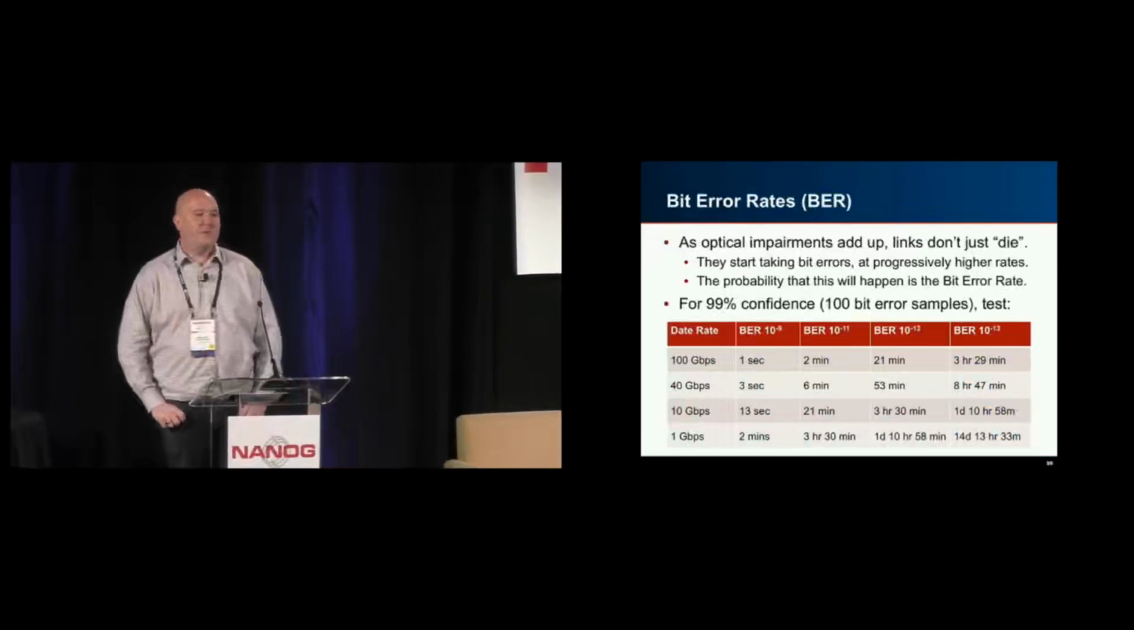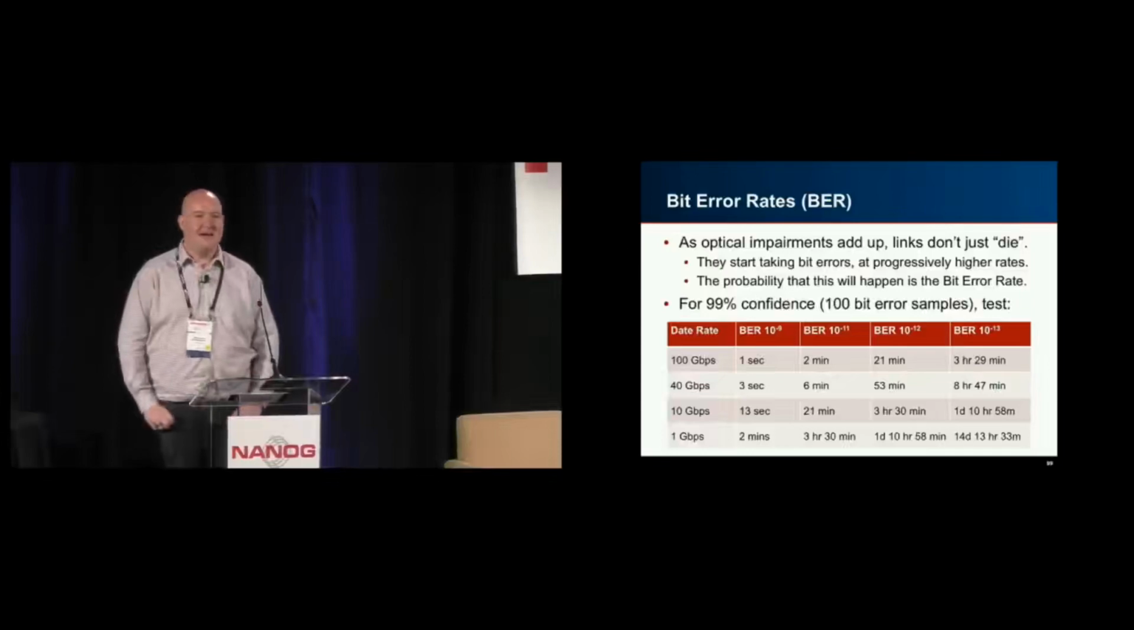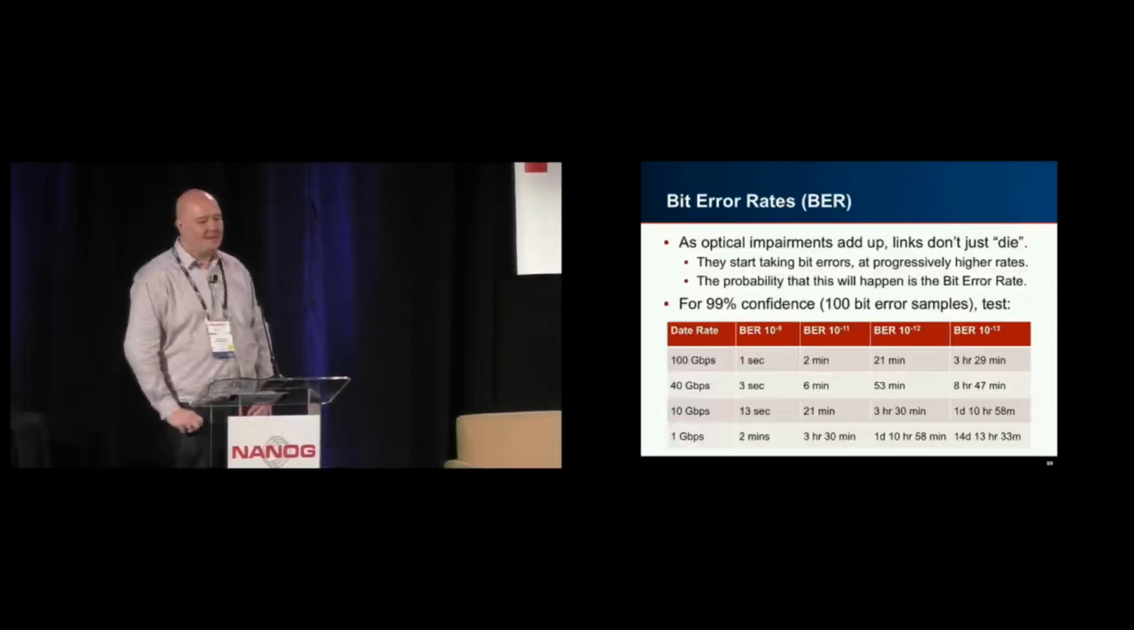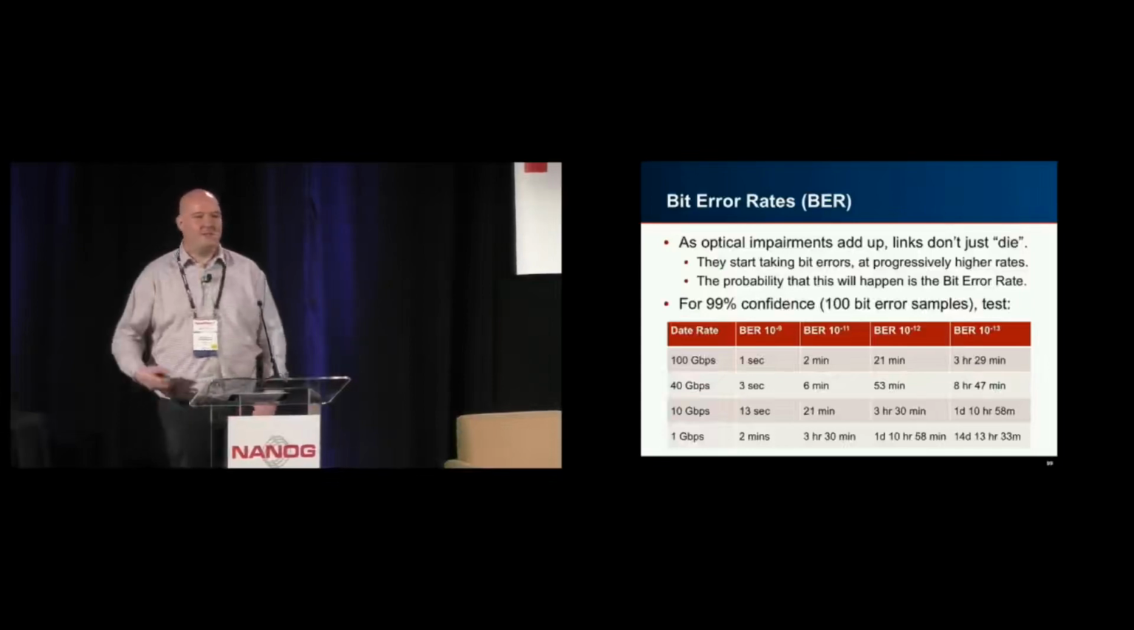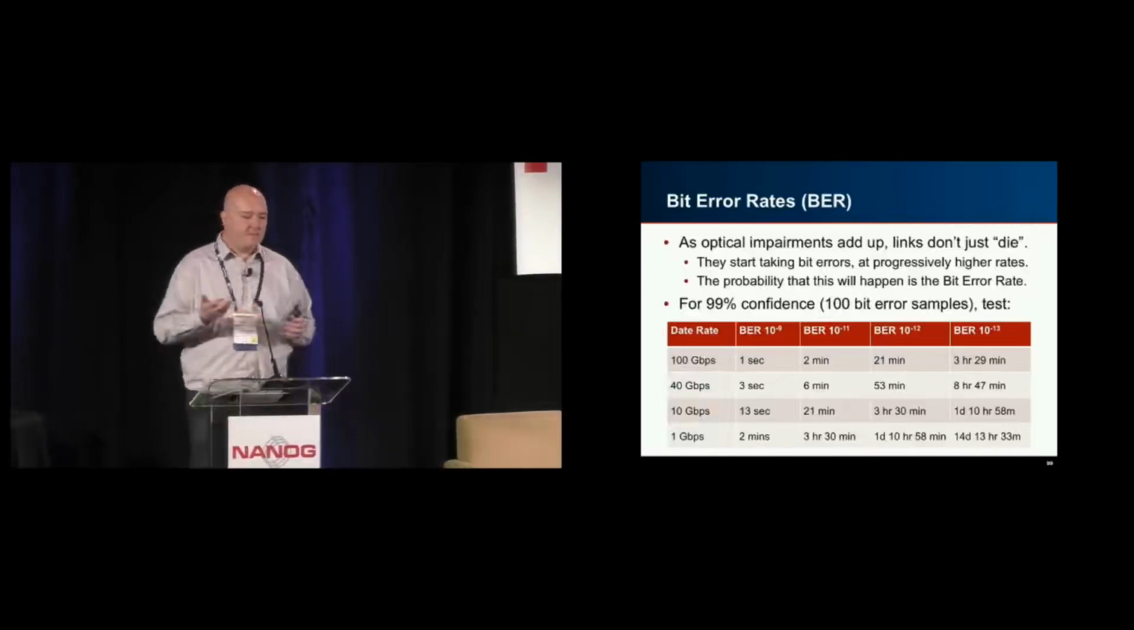When you work with fiber systems and you encounter bit error rates, what happens when you encounter these impairments is the links don't just die. That would be nice if they just died, but they don't. What happens is they start taking errors. They get worse and worse and worse over time. The probability that this will happen is what's called the bit error rate. So here's some time showing you what you need to be 99% confident that a bit error rate is of a particular value.